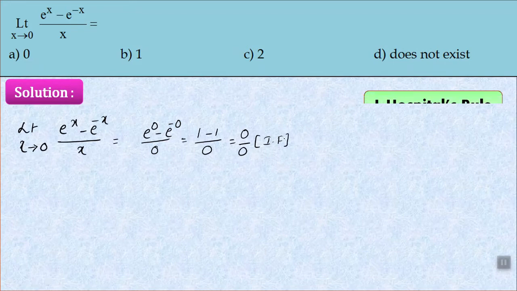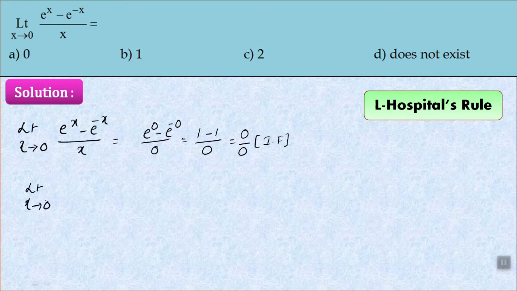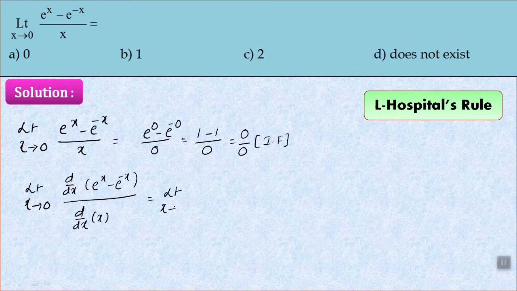By using L'Hospital's rule for solving this, limit x tends to 0 in the numerator and denominator differentiating with respect to x, d by dx of e power x minus e power minus x divided by d by dx of x is equals to limit x tends to 0. Here d by dx of e power x is e power x minus d by dx of e power minus x, that is minus e power minus x divided by d by dx of x is 1.